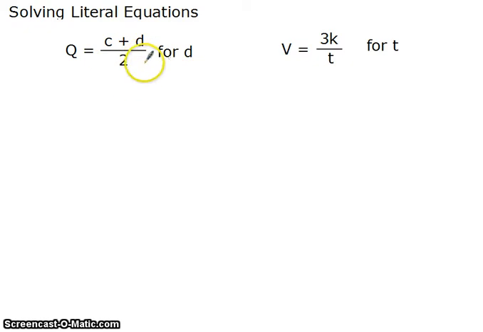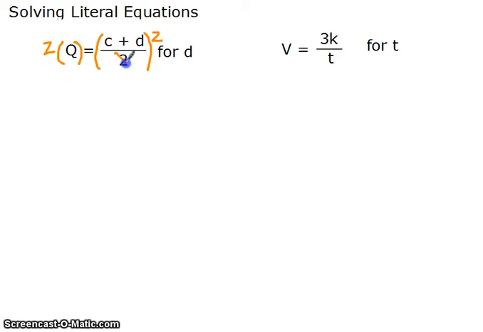So this next one we've got Q equals C plus D over 2, and we need to solve for D. So this D in the numerator right here has to get by itself. So we're dealing with a fraction. Okay, we've done this with other equations. We need to get rid of that fraction as our first step. So we're going to multiply both sides by 2 to get that done.